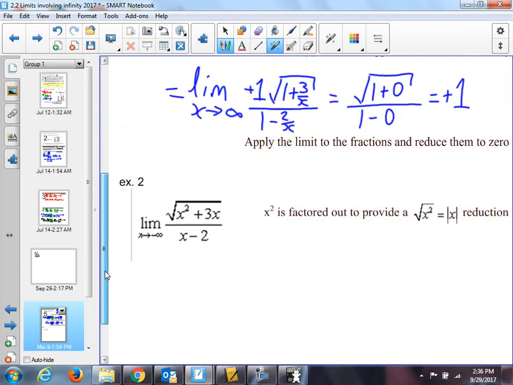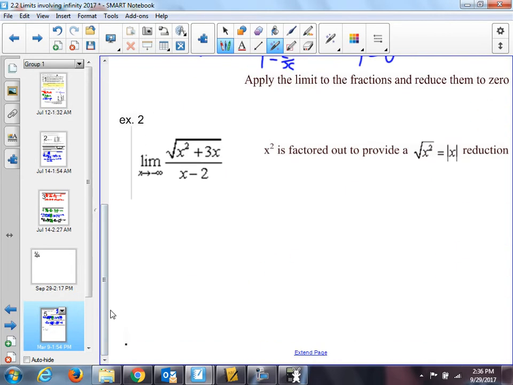Okay. Hey, look at this, same question, except negative infinity. Now, the front work is pretty much the same.